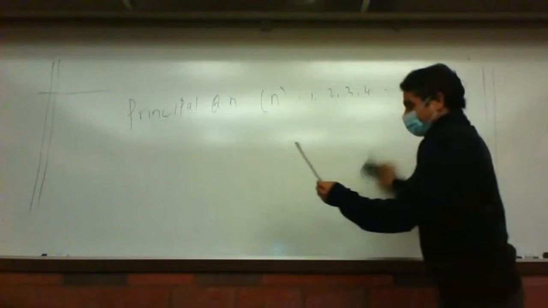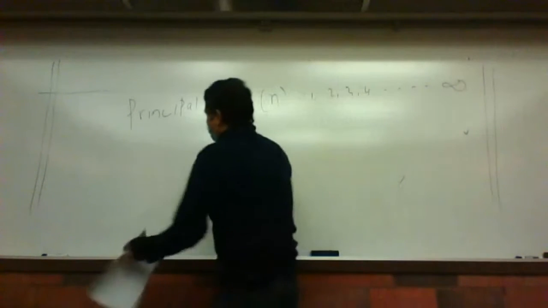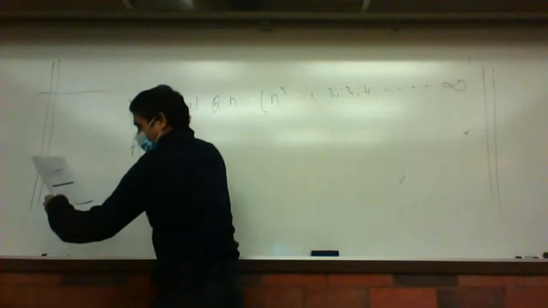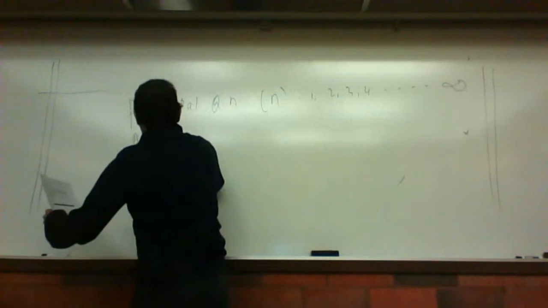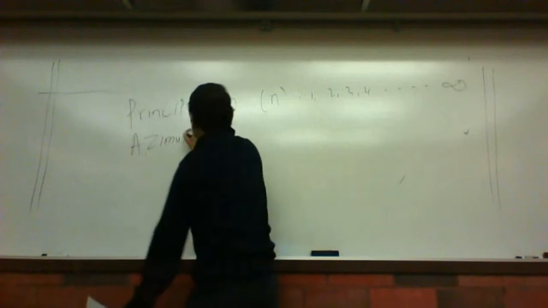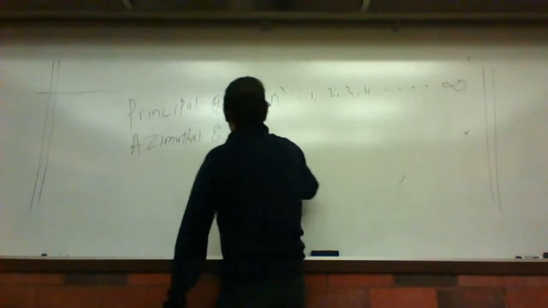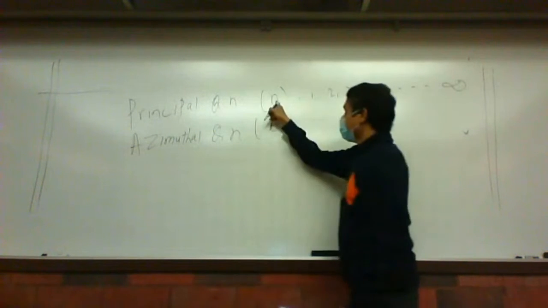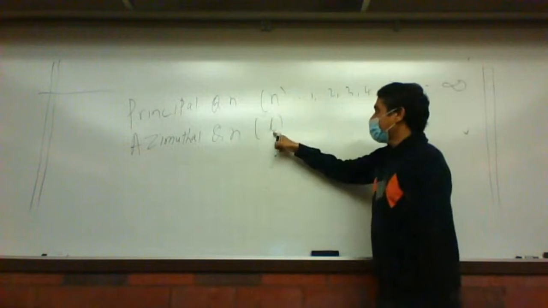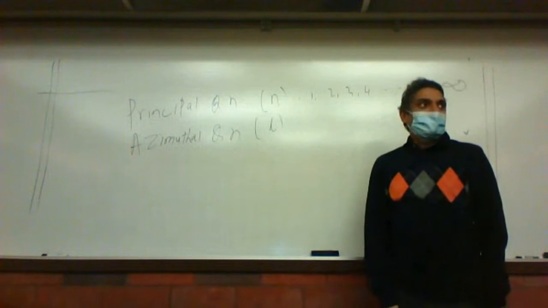So how about the values of the azimuthal quantum number? Now, the second kind of quantum number is azimuthal quantum number. Azimuthal quantum number, and it is given by L. So principal quantum number was given by n. Azimuthal quantum number is given by L.